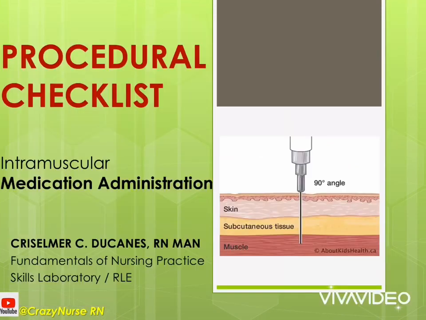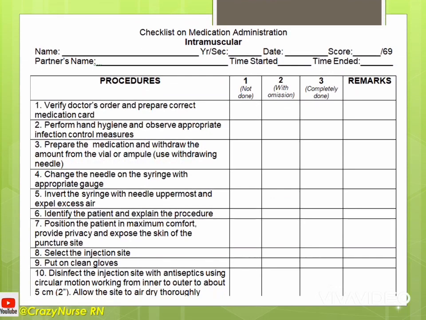Let us proceed to your intramuscular medication administration checklist. Procedures are: first, verify doctor's order and prepare correct medication card. Perform hand hygiene and observe appropriate infection control measures. Prepare the medication and withdraw the amounts from the vial or ampule.